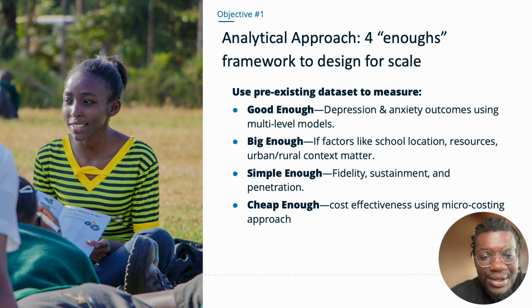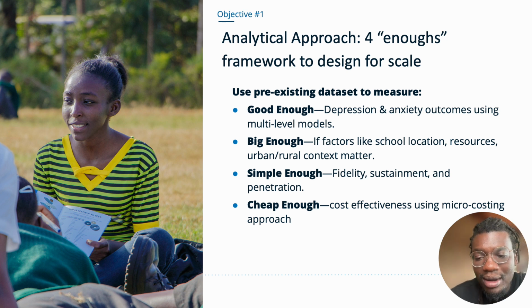And then the last two things will be what we're calling simple enough, and here we're really looking at implementation outcomes. We're looking at things like fidelity, sustainment, penetration, stigma. So the type of things we're looking at to see if other organizations and other people can implement this model very simply. And finally, in the cheap enough, we use a micro-costing approach to do a cost effectiveness analysis that will allow us to understand how and if these interventions work. So more broadly, we believe that using pre-existing data to measure all of these four things will allow us to adopt an analytical approach that tells us if this intervention works in real-world context.